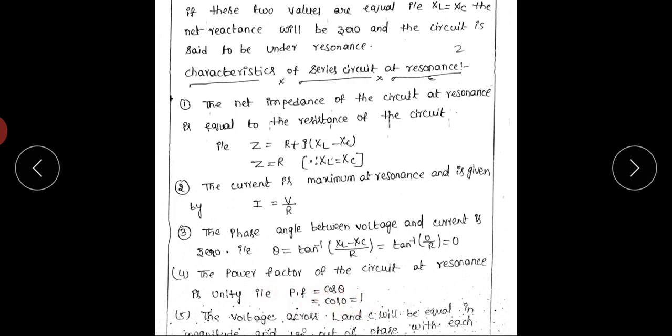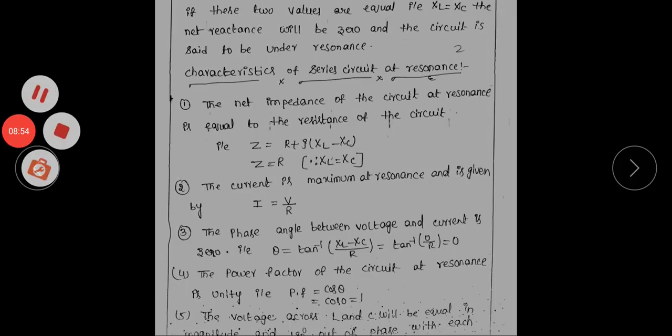The voltage across the inductor and the capacitor are equal. Why? Because XL equals XC, so the voltage across the inductor equals the voltage across the capacitor. Generally in an inductor the current lags the voltage by 90 degrees, in a capacitor the current leads the voltage by 90 degrees. So by comparing these two, the angle difference between inductor voltage and capacitor voltage equals 180 degrees.